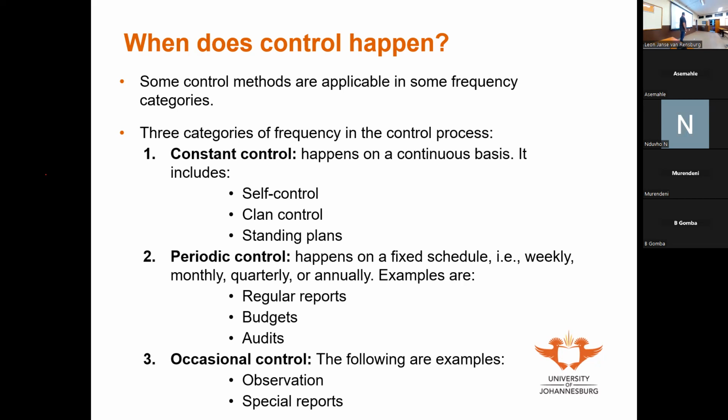So with controls, you need to decide what is the right frequency. Because if it's too frequent, you might find that you work more on a control than on actually doing the work. That's a bad thing. So a regular report, budget audits, that's an example of frequency. Occasional control, so that could be observation, special reports, that could be ad hoc stuff that you do. That's not necessarily either constant or periodical.